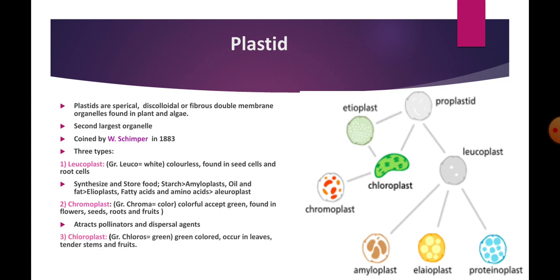Third one and the most important one is chloroplast. Chloro means green, and the green colored parts of plants are full of chloroplast, and they occur in leaves, tender stems and fruits when they are green. Their function is the production of food by photosynthesis.